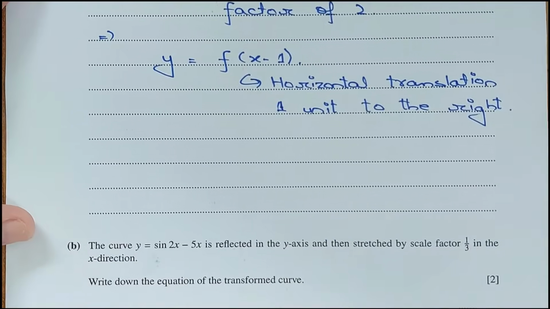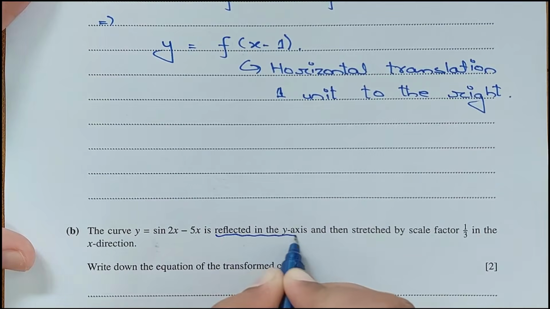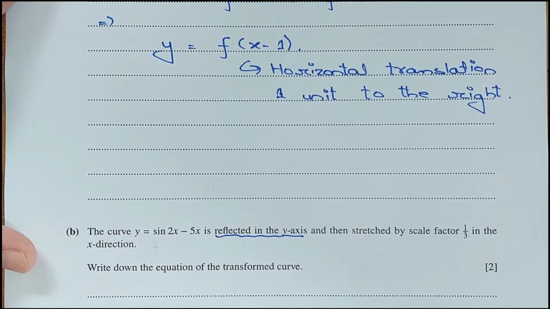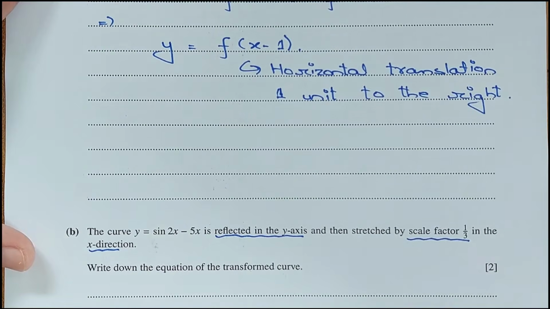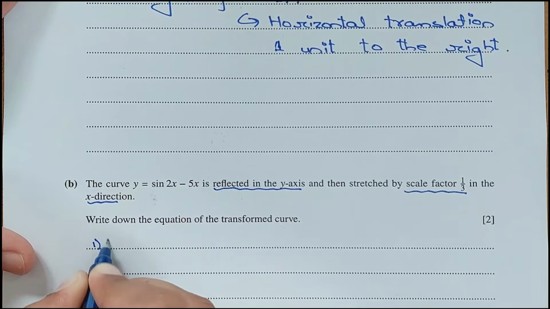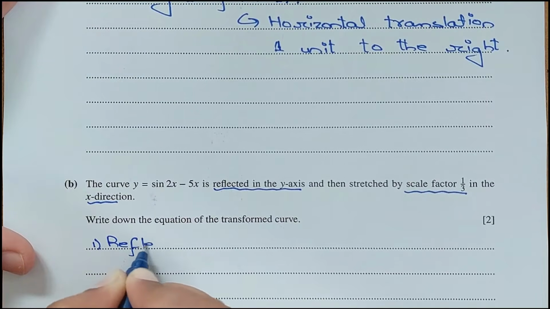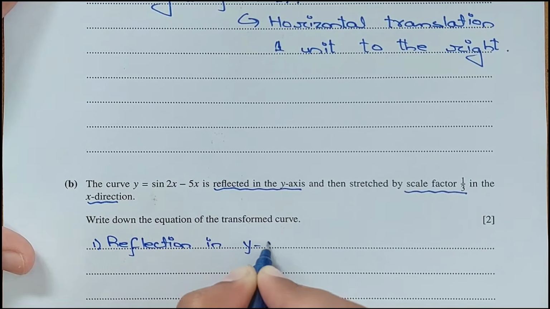Now for part B, the curve y = sin 2x − 5x is reflected in the y-axis. The first thing, it is reflected in the y-axis, right? And then stretched by a factor of 1/3 in the x direction. Write down the equation of the transformed curve. So the first transformation we have to apply is number 1, reflection in the y-axis.